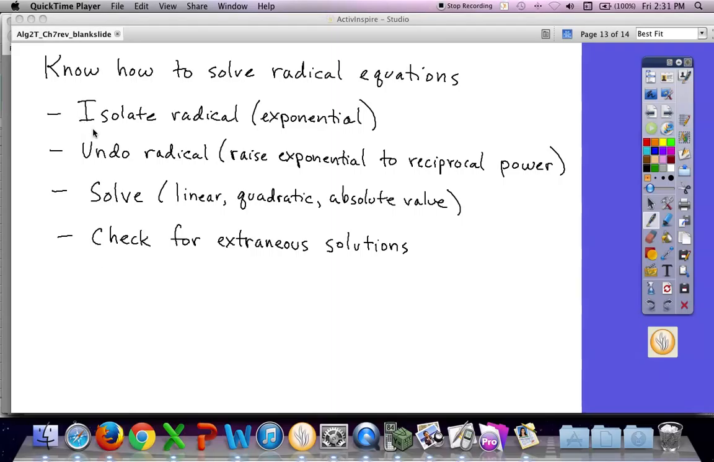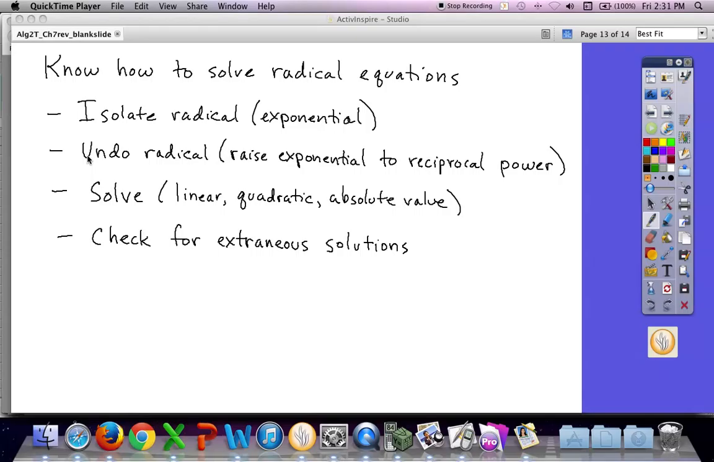Isolate the radical, and if it has an exponential notation, then isolate that. Undoing the radical, if it has an exponential notation, raise it to the reciprocal power. Solve what you have left at that point. It could be linear, it could be quadratic, it could be absolute value. We saw all of those. And so you just have to use the appropriate steps for solving that kind of algebra equation.